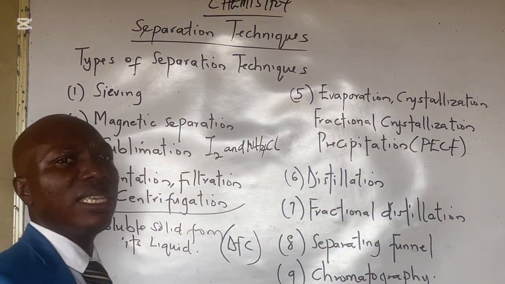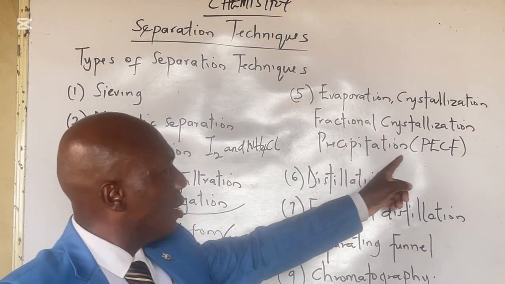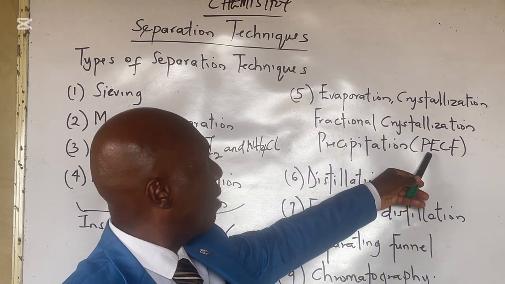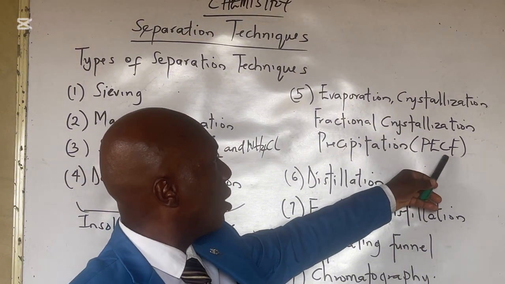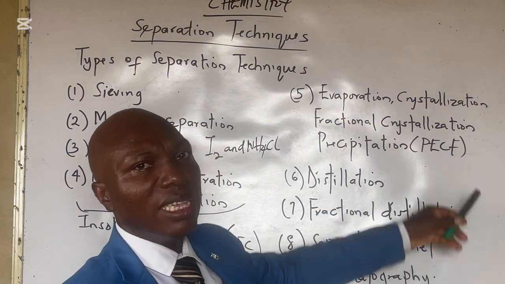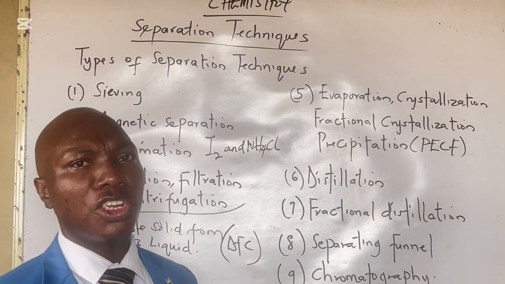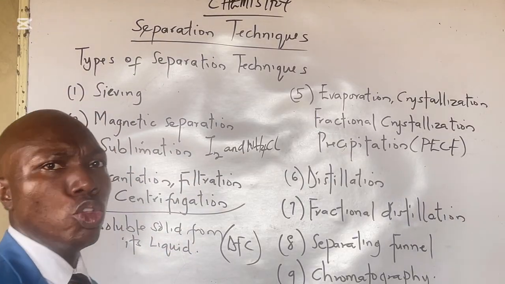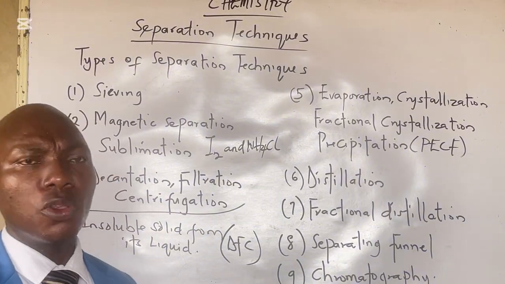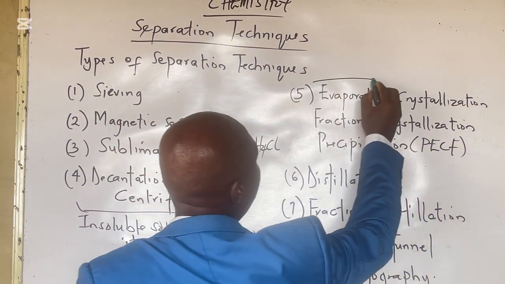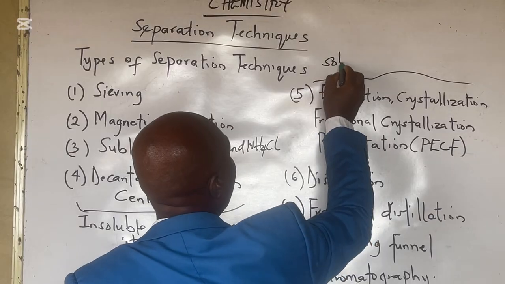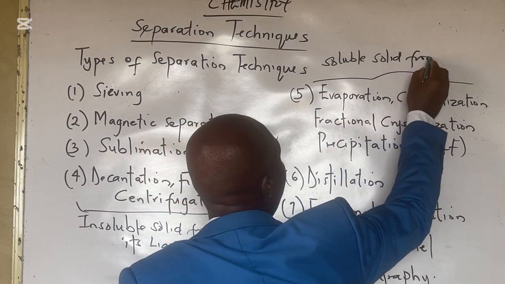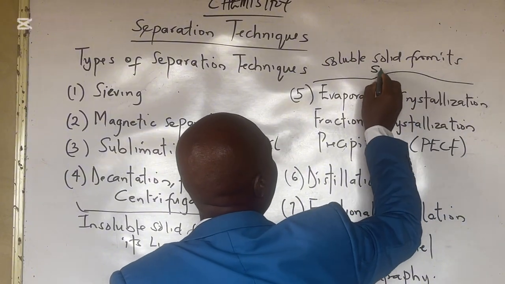The reason why I'm using this is for memory aid. The P there is for precipitation, the E there is for evaporation, the C there is for crystallization, and F there is for fractional crystallization. These separation techniques are used to separate soluble solids from their solution.